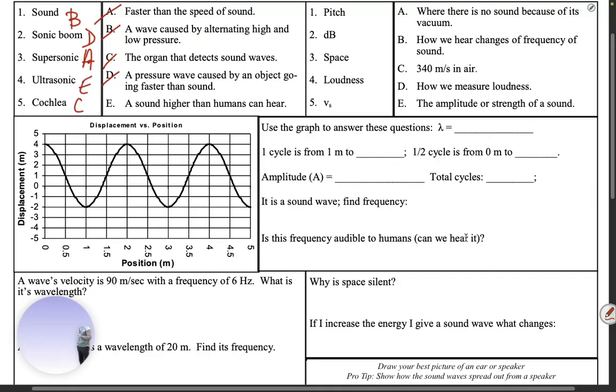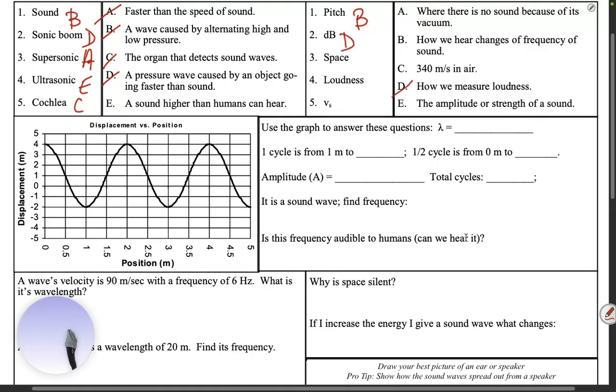Humans can hear sounds from 20 hertz to 20,000 hertz. All right, we got pitch. Pitch is how we hear changes of frequency in sound. Higher frequencies mean higher pitch. Low frequencies, low pitch. dB stands for decibels. Decibels is how we measure loudness.